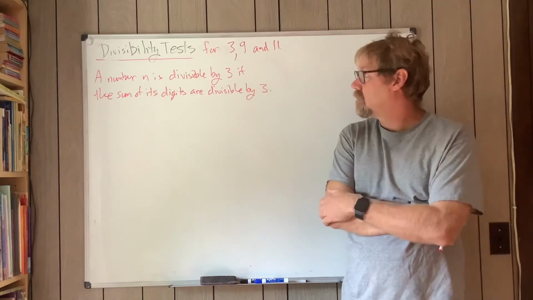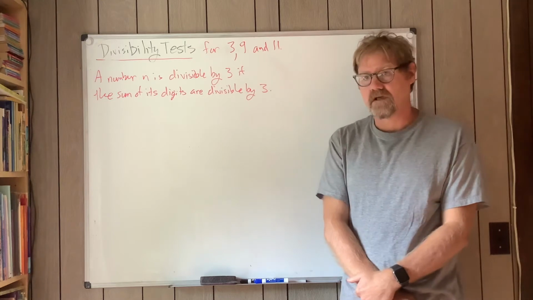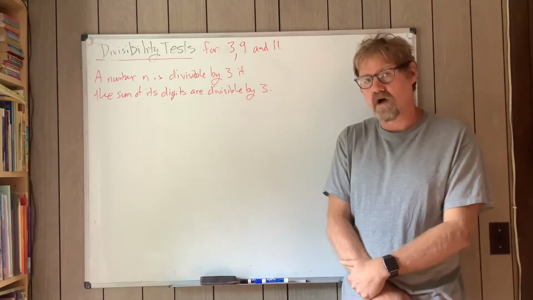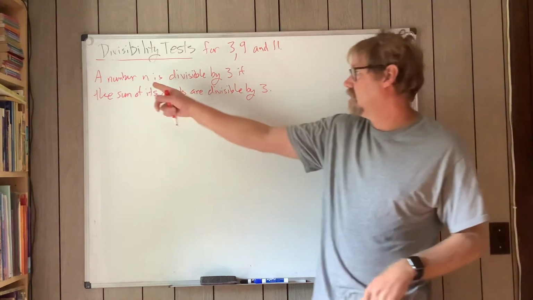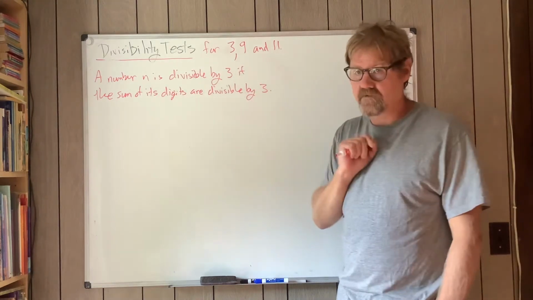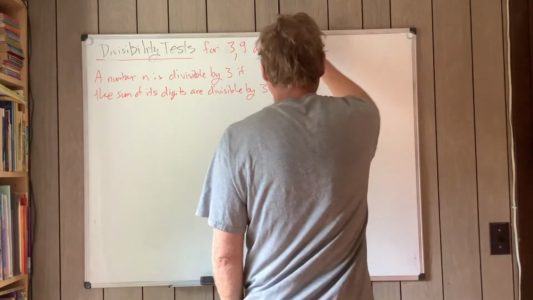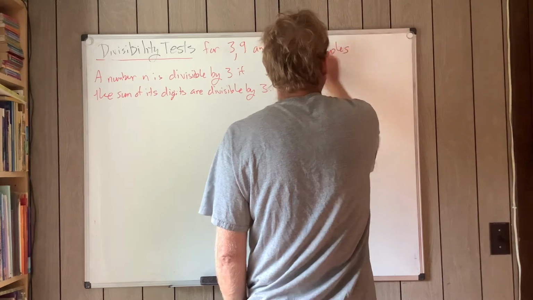Okay, so this is on divisibility tests of 3, 9, and 11. These are kind of common things, a little bit different than another thing. A number n is divisible by 3 if the sum of its digits is divisible by 3. Let me do a couple of examples here before we do the proofs of these as well.